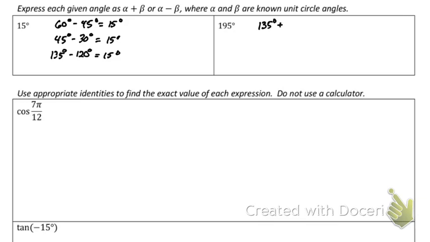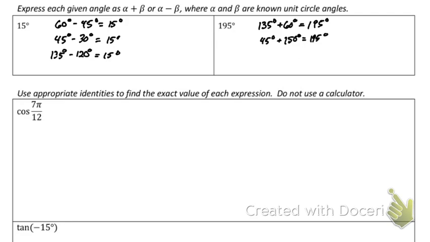135 degrees plus 60 degrees does equal, not 135, 195. Good enough. I'll take another one: 45 degrees plus 150 degrees equals 195 degrees.